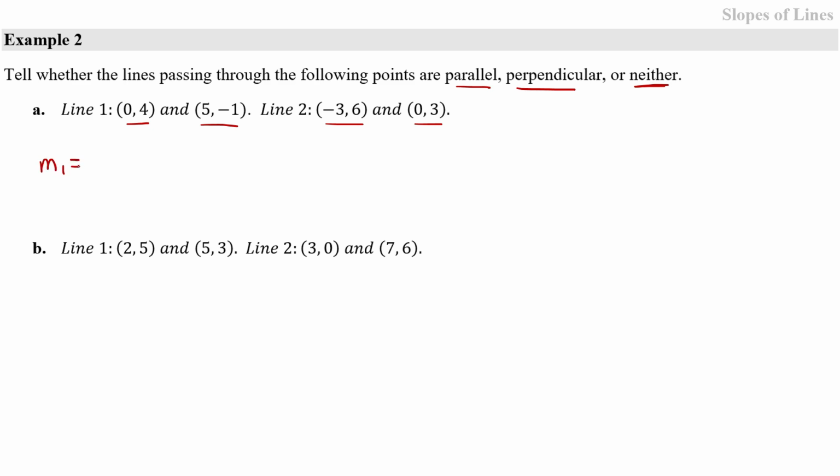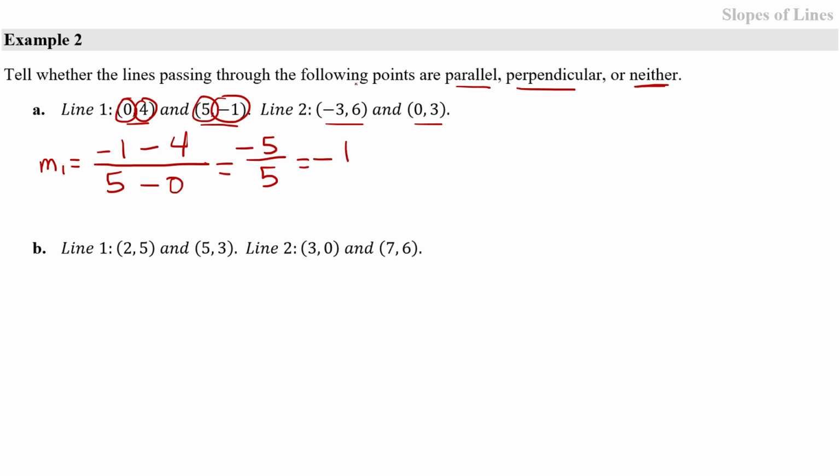And so if I find the slope of line 1, once again, how do I find the slope? We're going to subtract the y's, negative 1 minus 4. On the bottom, we're going to subtract the x's. X is 5 here, minus 0. And then if I do my math, on the top, negative 1 minus 4 is a negative 5, and 5 minus 0 is 5. And if I simplify, this becomes a negative 1. And I'm going to write it as a fraction, negative 1 over 1. And that's the slope of line 1.